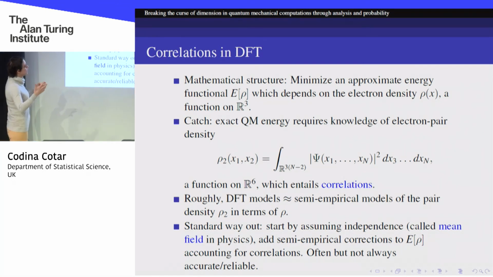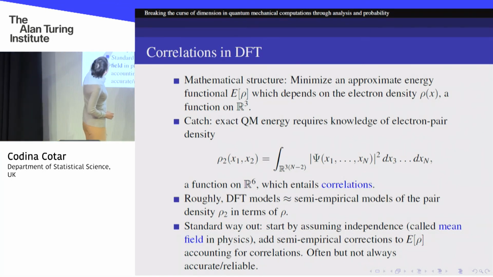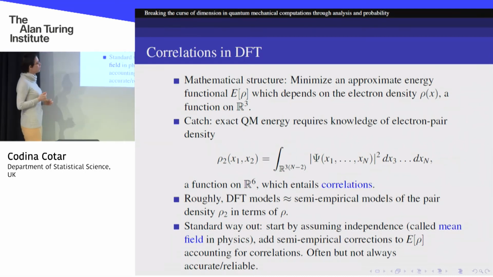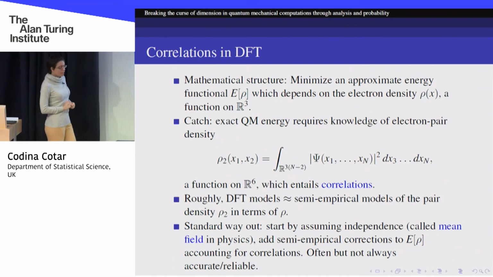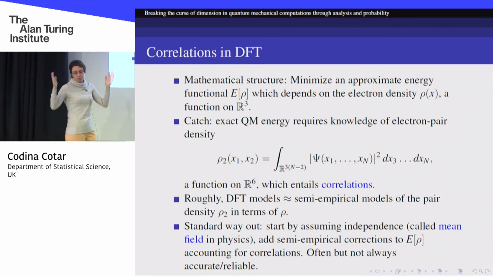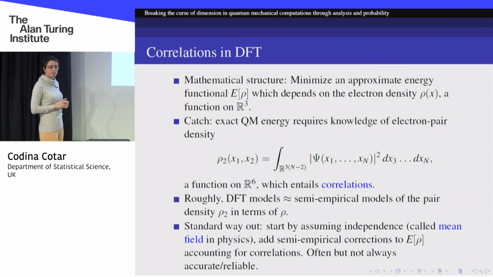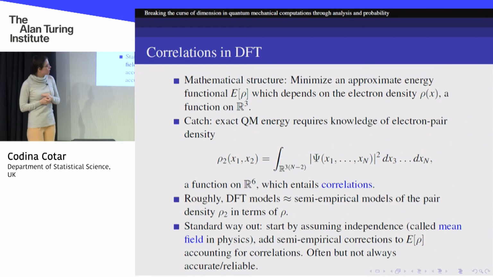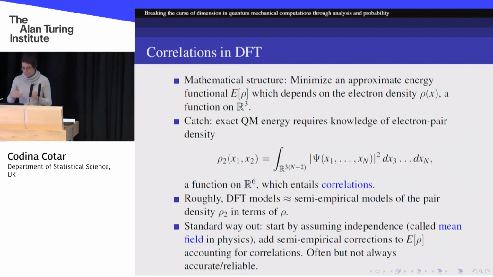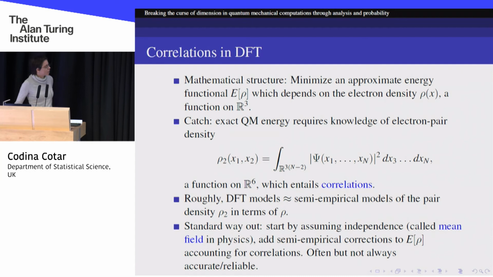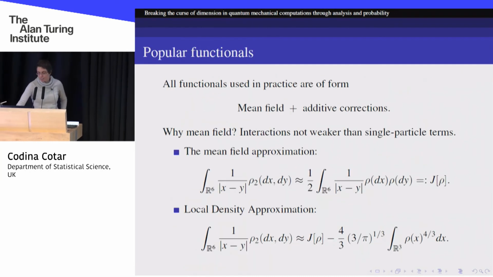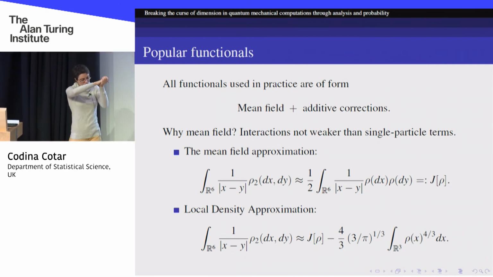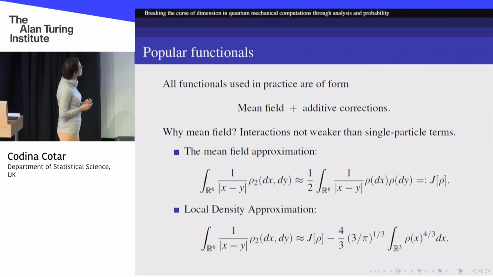and develops various models to tell us what ρ2 is as a function of just the single electron density ρ. The standard way is to start by assuming independence, which is called mean field in physics, and then add various corrections to account for correlations. This is sometimes accurate, often accurate, but it's not always reliable. So you always start with independence, the mean field, plus correction.